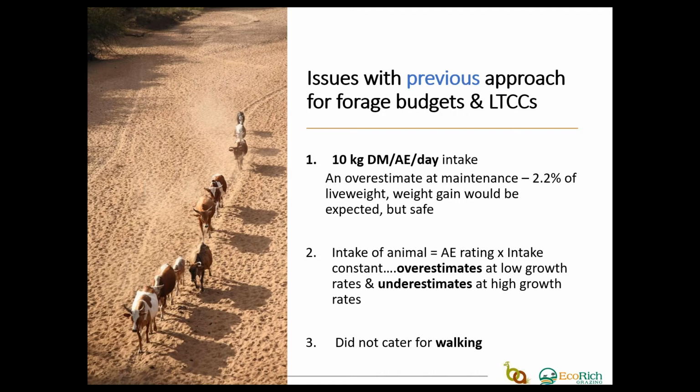There's a formula below, point 2. The intake of the animal equals the AE rating by the intake constant. And using the system that we had, it overestimated at low growth rates and underestimated at high growth rates. As I mentioned before, this system didn't cater for walking, and we'll hear a little bit more about that later, but the walking component can constitute 15 to 20% and up to 30% of the energy demand of an animal in the paddock while they're grazing.